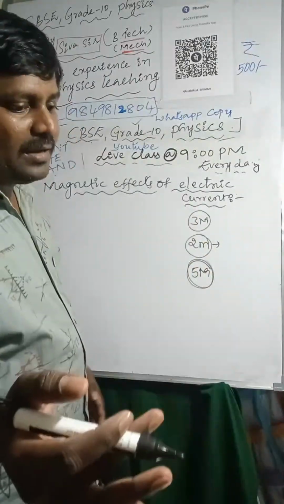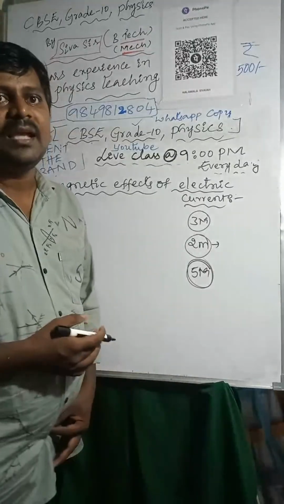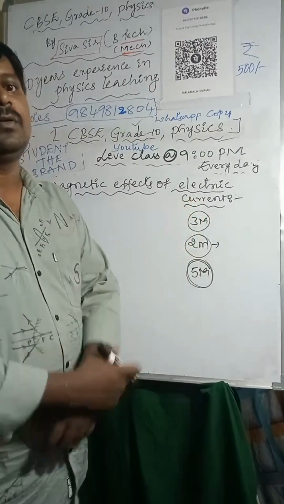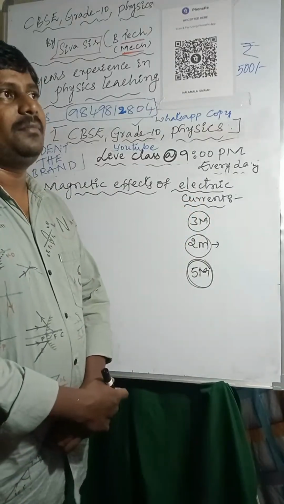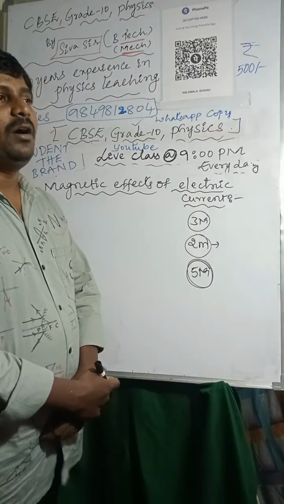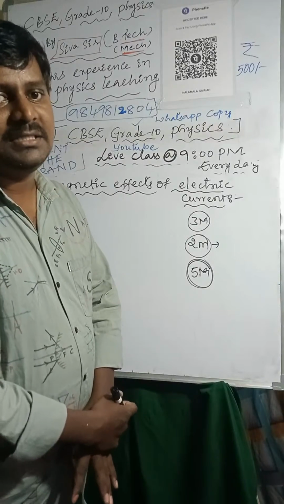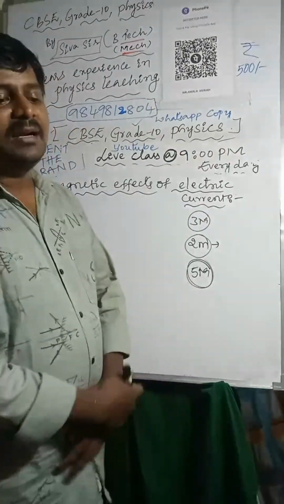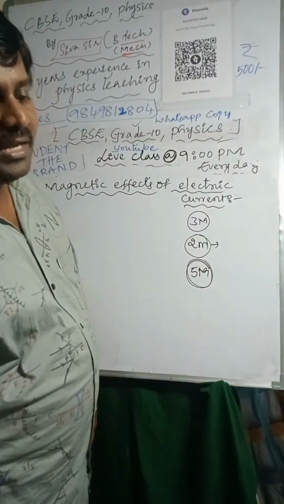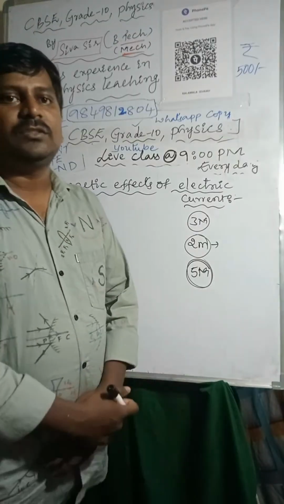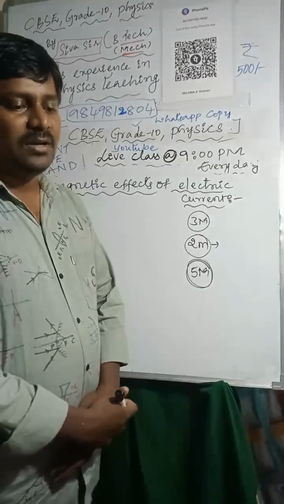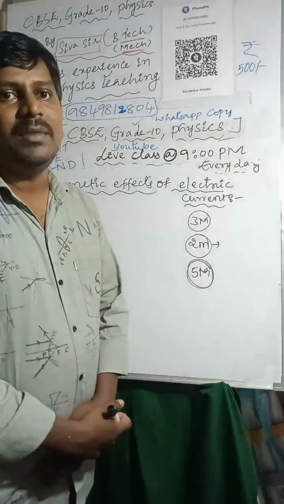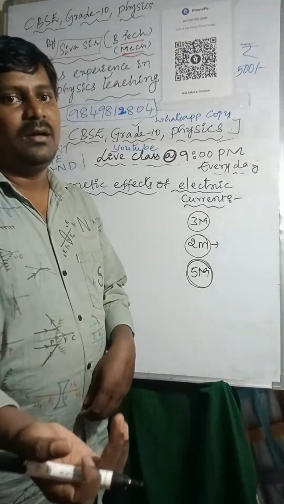I hope in yesterday's class I explained a few of the same topics, like magnetic properties, artificial magnets and natural magnets. For example, magnetite is a natural magnet, which is also called lodestone. Lodestone is a natural magnet. Artificial magnets are man-made magnets.